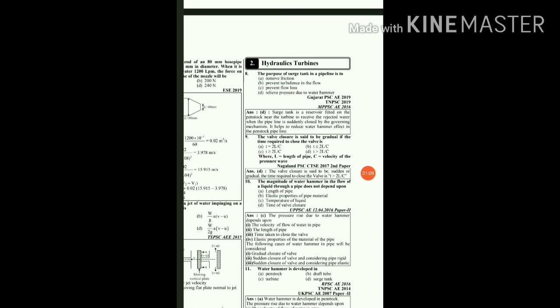The next question: the valve closure is said to be gradual if the time required to close the valve is... So here a number of options are given. Here L is the length of a pipe and C is the velocity of a pressure wave.